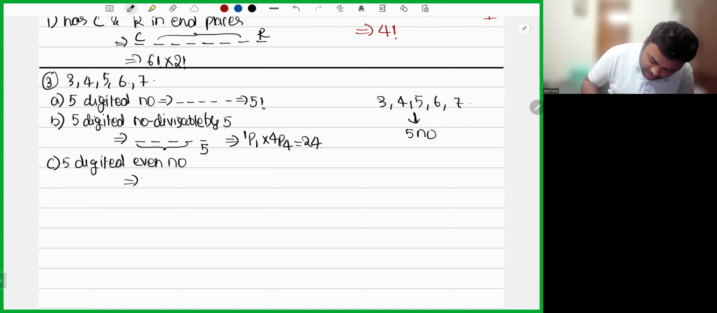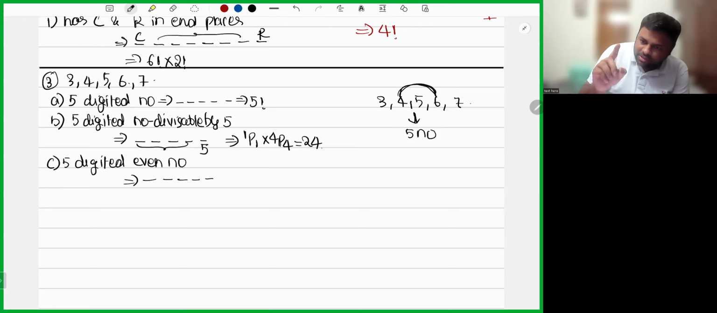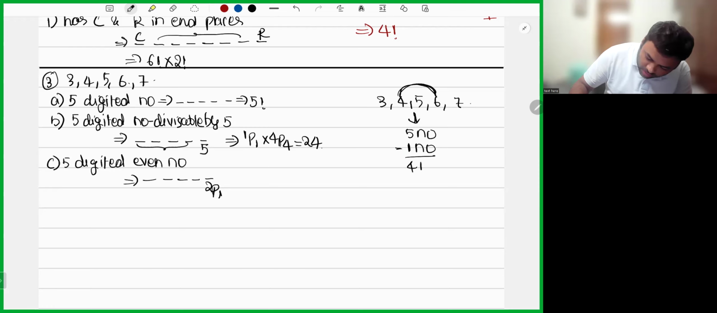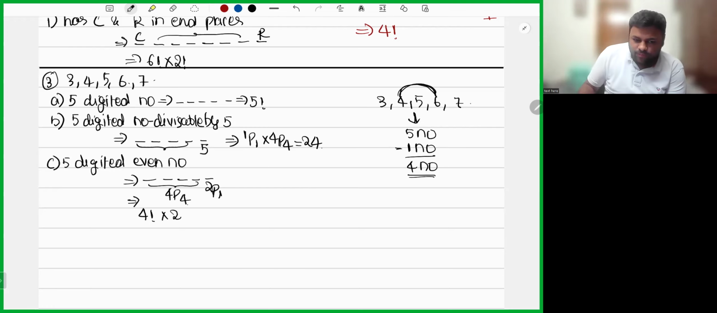I need to form a 5-digit even number. What I'll do, I'll take the even numbers. 2 even numbers are there. From this, any one even number I'll place here. So from 5 numbers, one number has taken its position. So how many numbers are left? 4 numbers are left. 4 numbers can be kept in 4 places in 4P4 ways. So the answer is 4 factorial into 2.